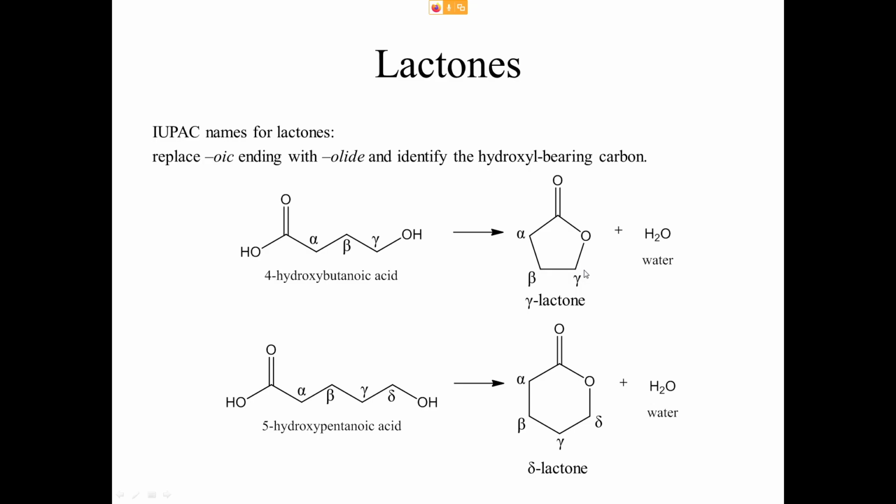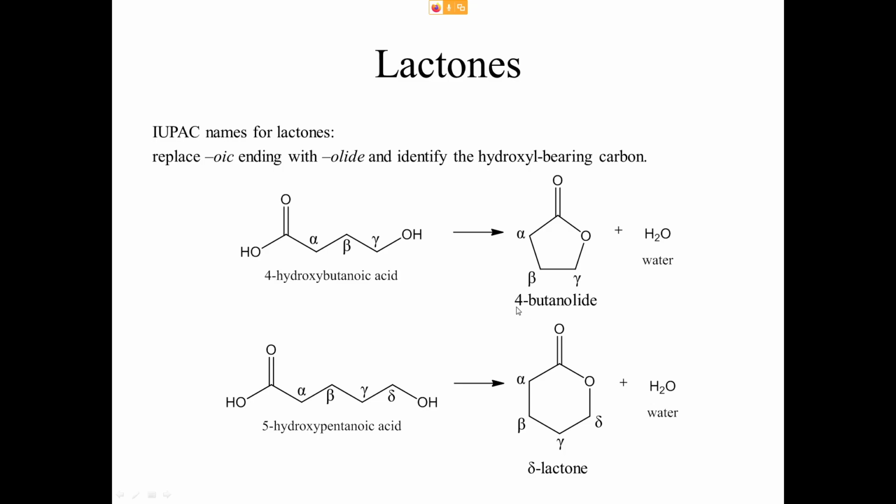So the parent name would have what word in it? 4 carbons long, just like here. Butane. But instead of butanoic acid, I changed the ending to what? Butanolide. Exactly. So butanolide. Okay, so I just replaced the oic acid with olide. If I put a 4 here.